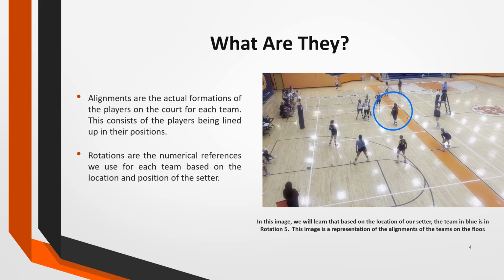Alignments are the actual physical formations of the players on the volleyball court. In this particular image, we learn that based on the location of our setter, the team in blue is in rotation 5. The image is just a representation of the alignments of the teams on the floor.